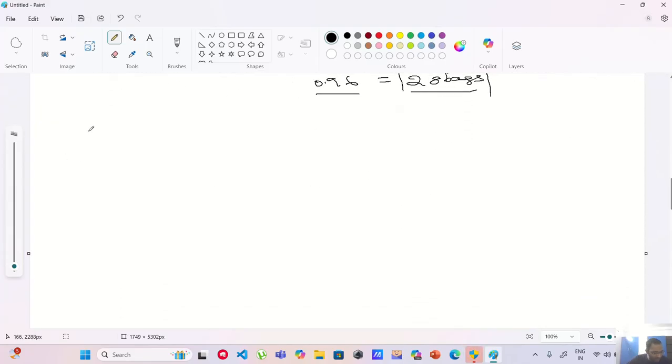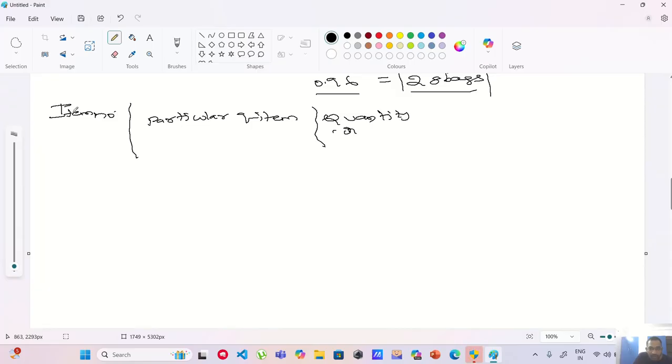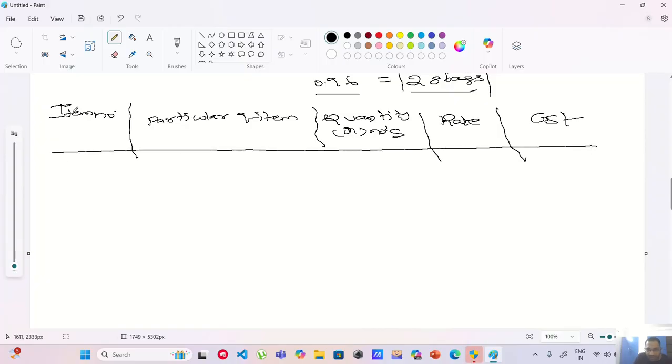Now we'll go for the main table. This is the item number, and next the particulars of item, and the next one is quantity or numbers, and the next very important one is rate, and the next one is cost. This is the table for calculating the rates.